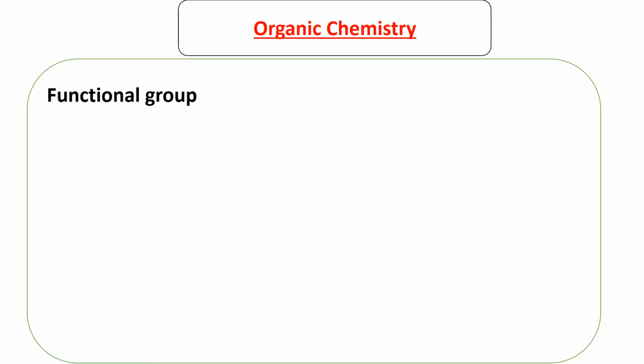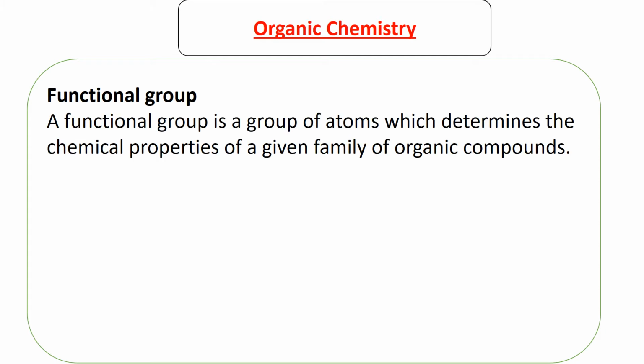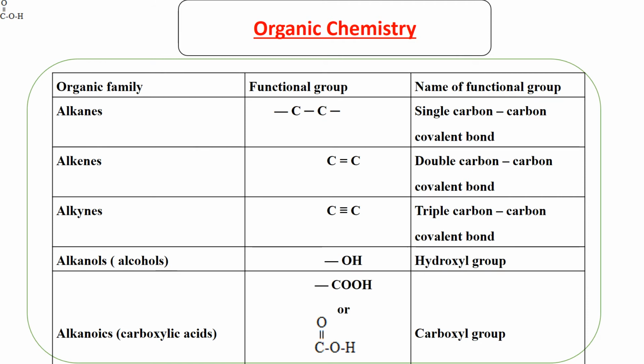Now let's go to functional groups. We said that a functional group is what gives a family its chemical characteristics. A functional group is just a group of atoms which determines the chemical properties of a given family of organic compounds, and that's the definition of a functional group. So let's take a look at some of the families and their functional groups, and of course the names of these functional groups. Here we have the families, here the functional groups, and here the names of the functional groups.